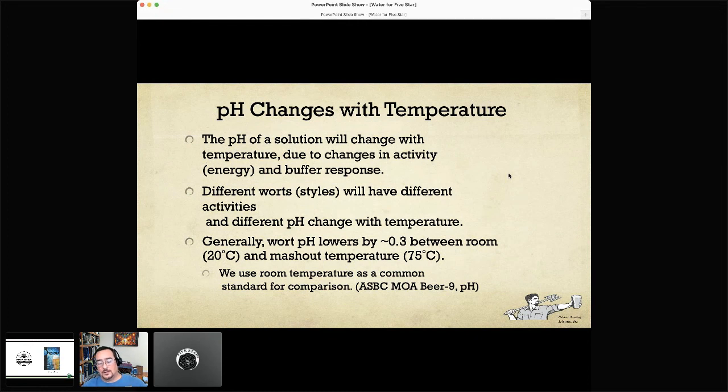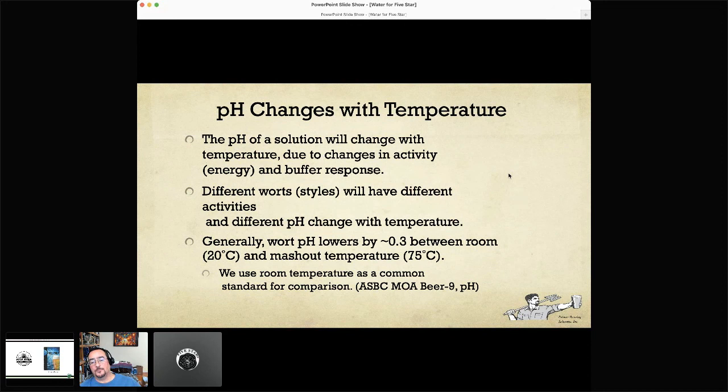And if you think about it, different worts for different beer styles will have different amounts of buffering, different compounds in them. So the amount that pH changes due to changes in temperature is going to be different between different styles. Generally, we talk about a wort pH change of about 0.3 between room temperature and mash temperature, but that's based on a pale wort, base malt only wort.